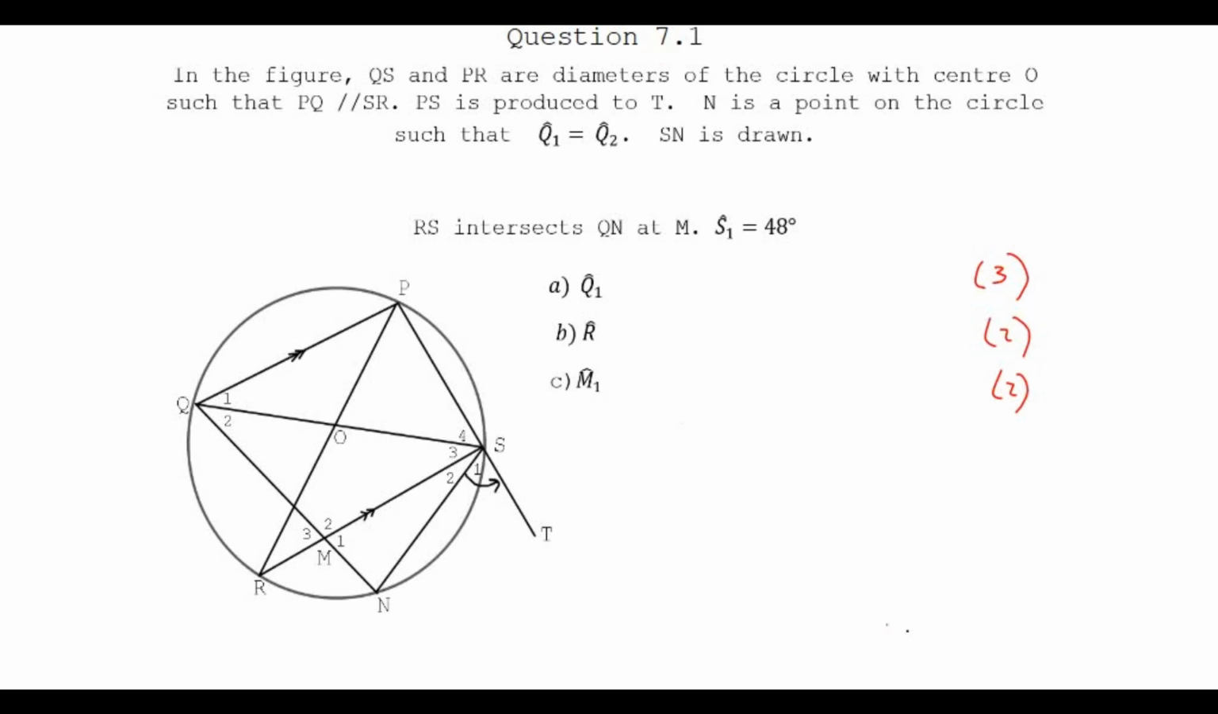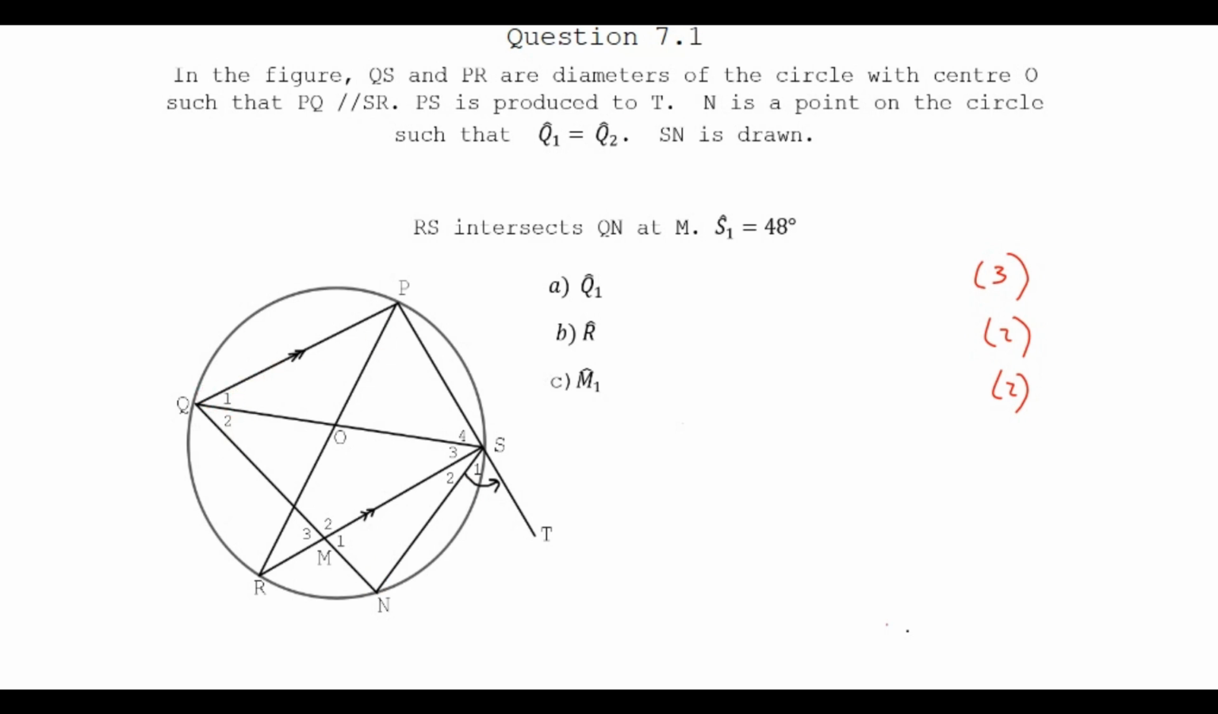We now get to the second Euclidean geometry question, question 7. Now, question 7 over here would count, the first part would count 7 marks: 3, 2, and 2. Let's read through it quickly. In the figure, QS and PR are diameters of the circle with center O, such that PQ is parallel to SR. PQ parallel to SR. Cool. PS is produced to T. N is a point on the circle such that Q1 equals Q2. That's it.